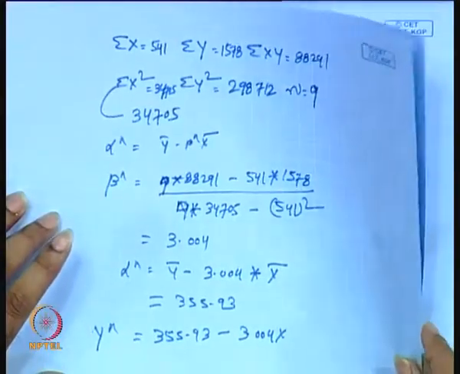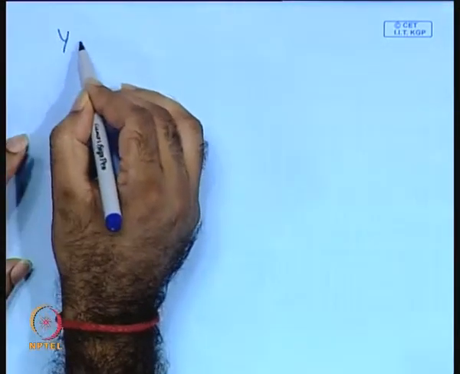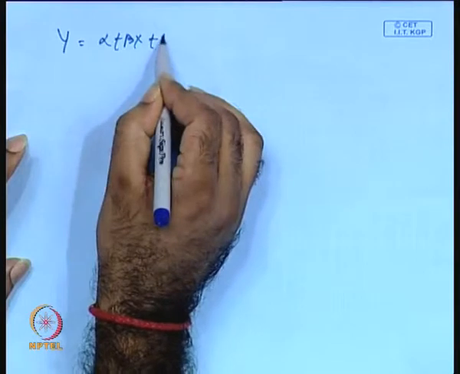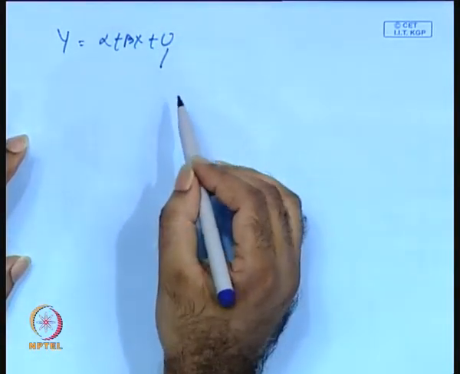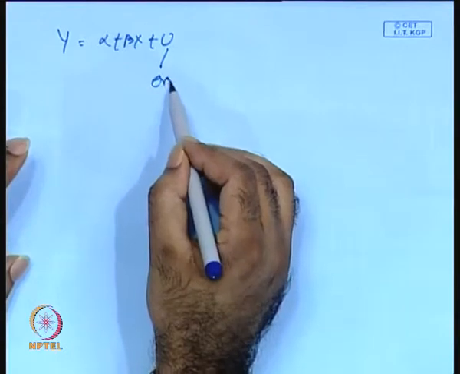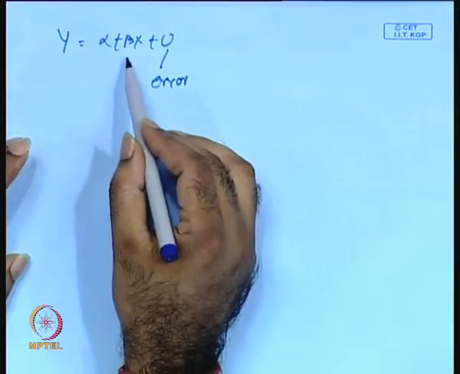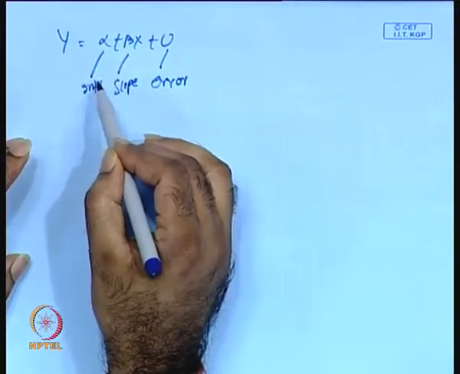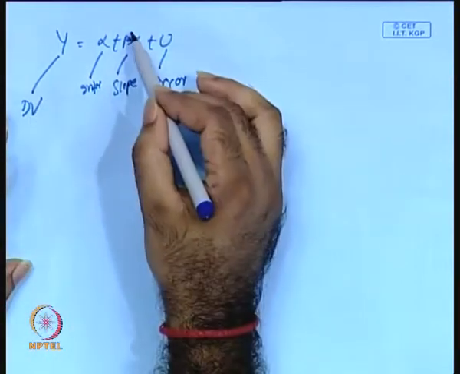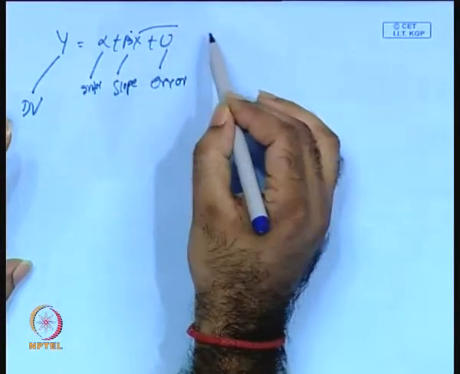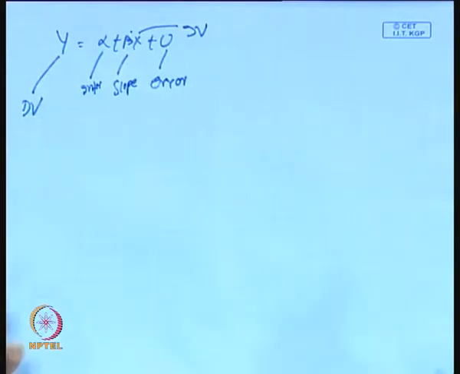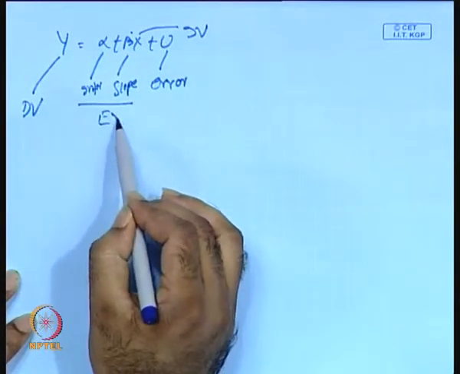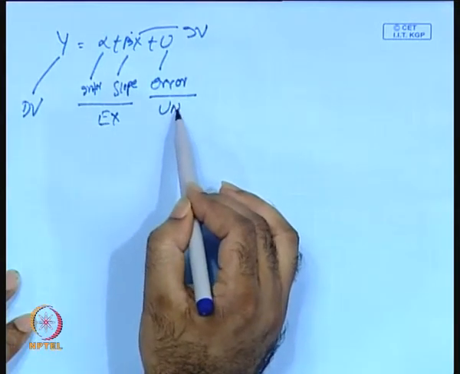So, let's summarize what we have done till now. The starting point is this: we have y equal to alpha plus beta x plus u, which is the original format, where u is the error term, beta is the slope, and alpha is the intercept. y is the dependent variable, x is the independent variable, and this is the explained item and this is the unexplained item.